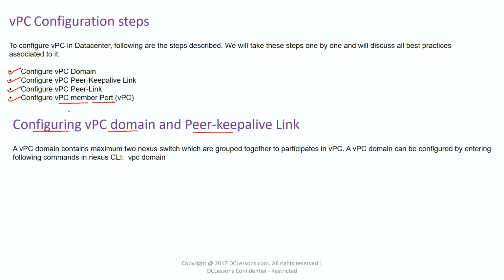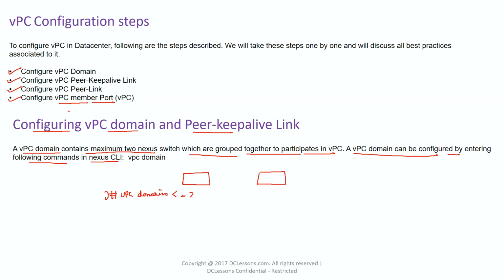If we want to configure a VPC domain and a peer keep alive link, a VPC domain contains a maximum of 2 Nexus switches that are grouped together to participate in a VPC. So we will have a pair of switches that will be part of a VPC domain, right? A VPC domain is configured by entering the following commands in the Nexus CLI. So if you go to the Nexus CLI, we will have to configure a VPC domain. Here you have to provide an ID. It can be any numeric value, right?